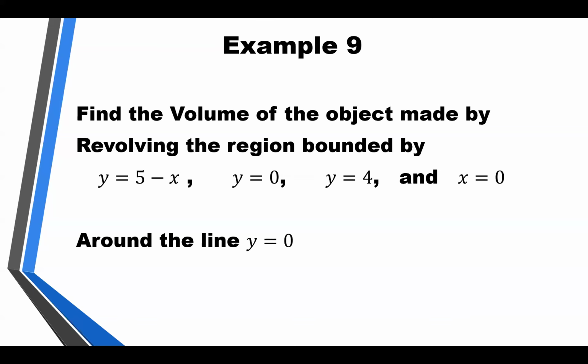We'll do one more example. This will be the last example using the disk and the washer methods to find volumes of an object. We want to find the volume of an object made by revolving the region bounded by y equals 5 minus x, y equals 0, y equals 4, and x equals 0 around the line y equals 0. So around the y-axis. The x-axis, excuse me, I misspoke, the x-axis.